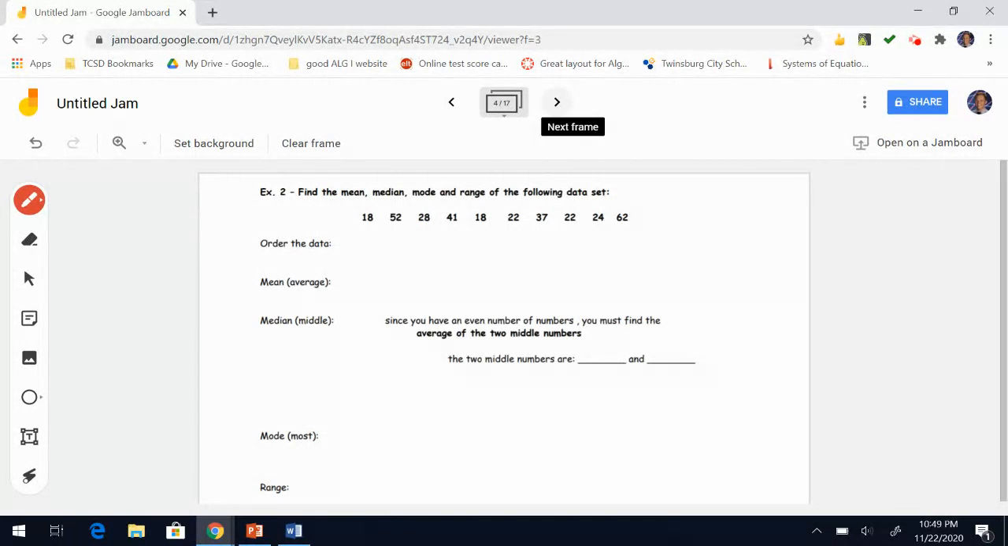We go 18. Looks like we have 18 again. And then we go 22, and then 22, and then 24, and then 28. Then 37, 41.